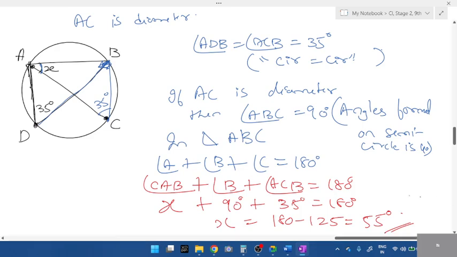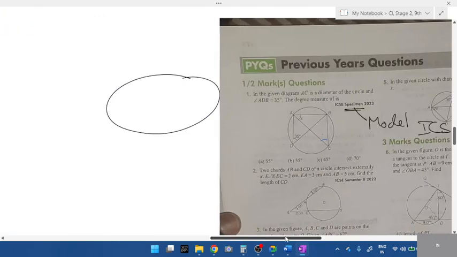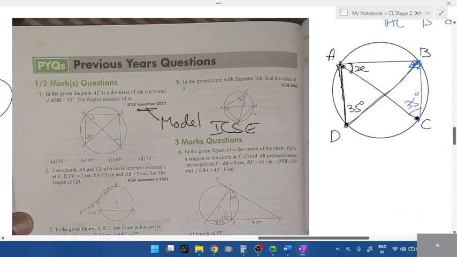All of you completed, done? Okay. So how many marks question is this? I've sent in the group. What is mentioned here? 1/2 is either 1 mark or 2 mark, not half mark. It's an MCQ question, students.